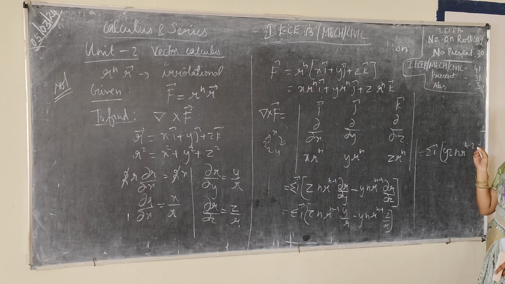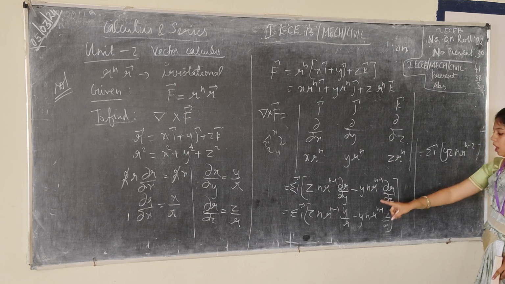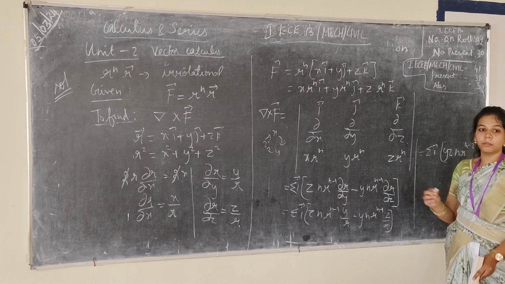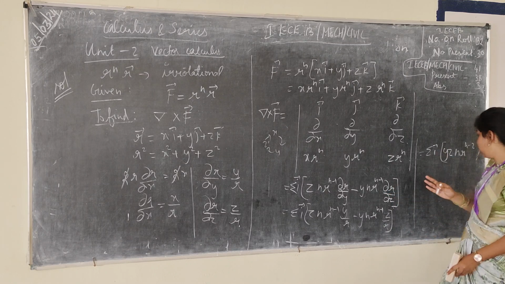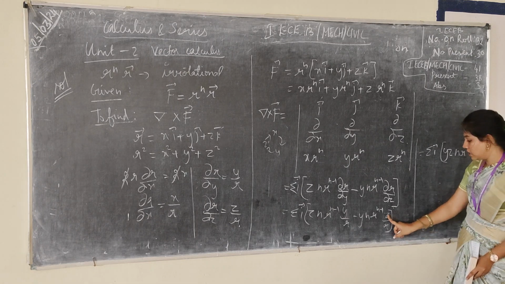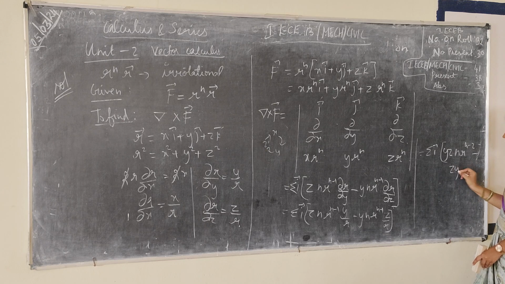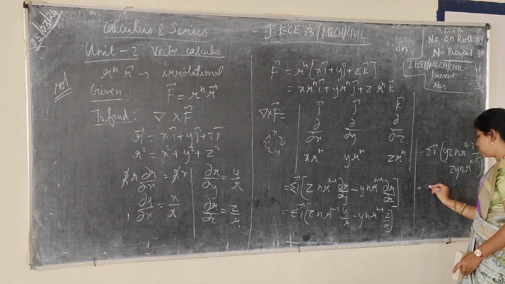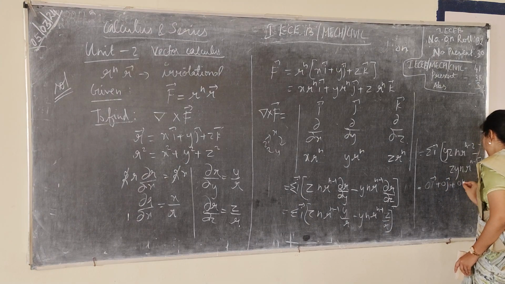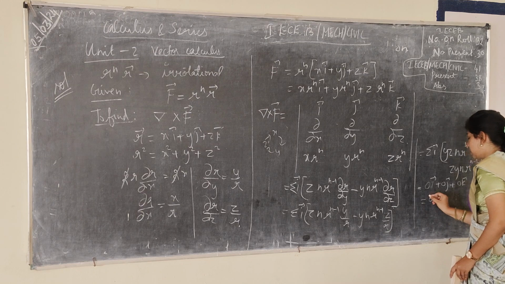Am I right? r power minus 1. Same base, so the powers can be added. So r power n minus 2. Next, minus similarly z into y n into r power n minus 2. So the same term. So what do you get? 0 i vector plus 0 j vector plus 0 k vector. Therefore it is the 0 vector.